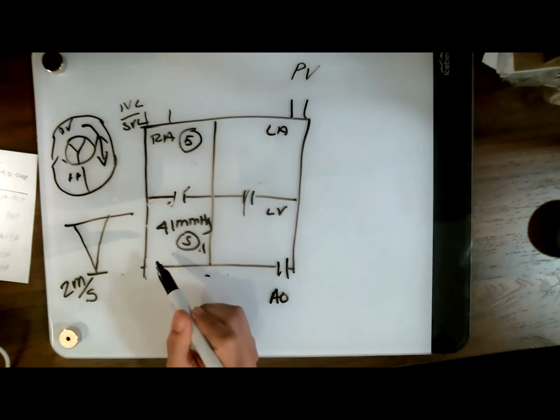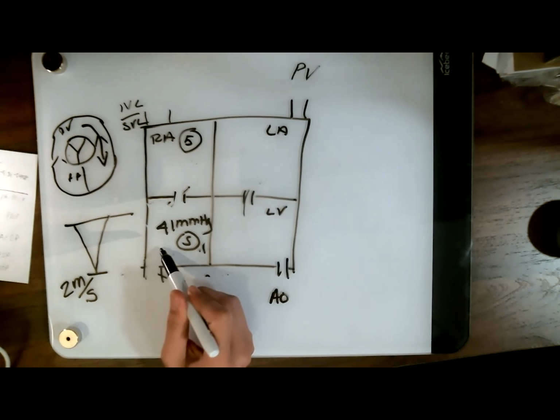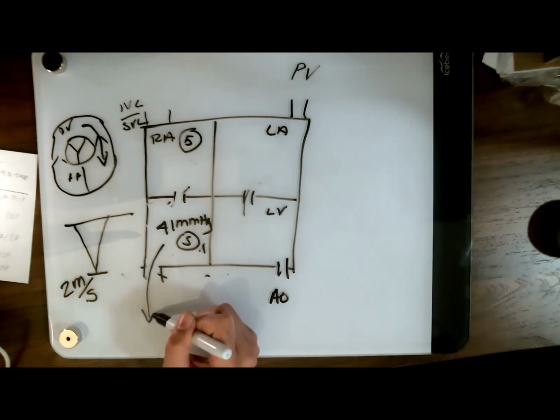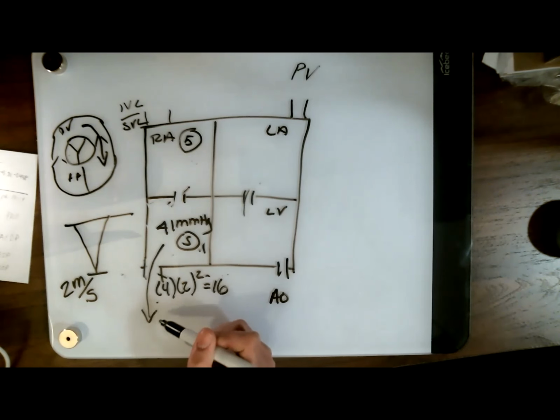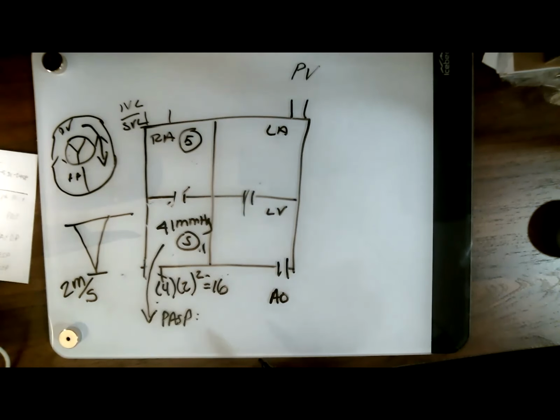So in this moment in systole, your RV is sitting pretty at 41, and then you have this pressure drop going this way. The velocity of this flow is 2 meters per second. So we 4V squared that: 4 times 2 squared equals 16. So now what is our PASP? Greg.